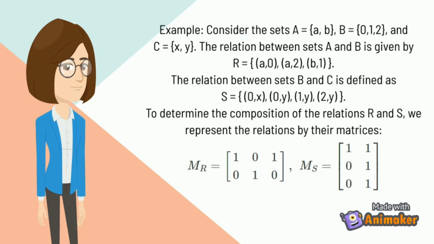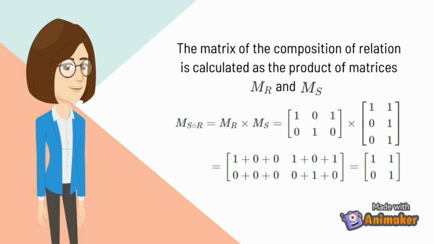Let's see an example. Consider set A, with elements a and b, set B, with elements 0, 1, and 2, and set C, with elements x and y. The relation between sets A and B is given by R, while the relation between sets B and C is defined by S. To determine the composition of these two relations, we represent the relations by their matrices first. Then, the composition of the two relations is calculated as the product of both matrices like usual.